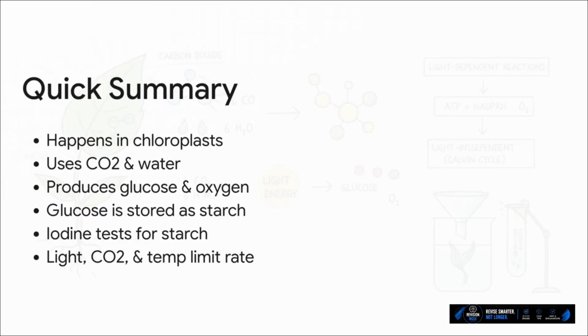All right, let's do a really quick rapid-fire recap of the whole explainer to lock this in. It happens in the chloroplasts, where chlorophyll grabs the light. It takes CO2 and water and turns them into glucose and oxygen. That glucose gets stored as starch. We test for that starch using iodine, and if it's there, it turns blue-black. In the lab, we safely use a hot water bath and ethanol to strip out the chlorophyll. And lastly, remember your limiting factors. Light, CO2, and temperature act as the brake pedals for the whole process.